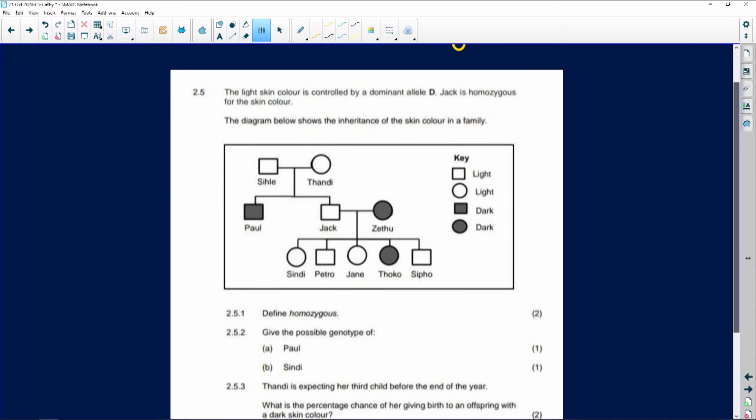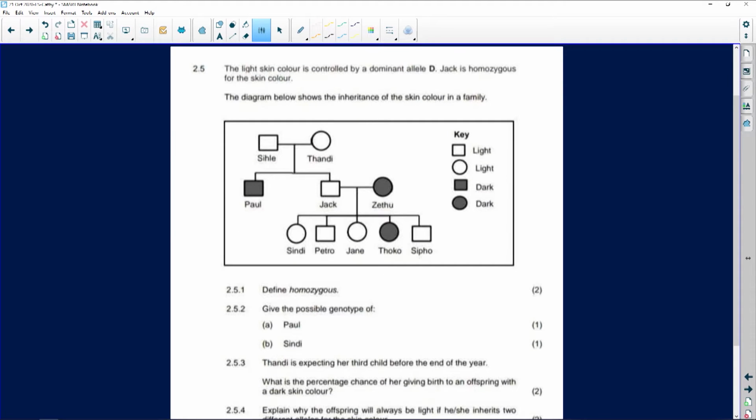Here we go. It says that the light skin color is controlled by a dominant allele D. Okay. Jack is homozygous for skin color. So here's Jack, and Jack is going to be homozygous. But now, before we do anything, it says the diagram below shows the inheritance of skin color in a family. Look at the key.